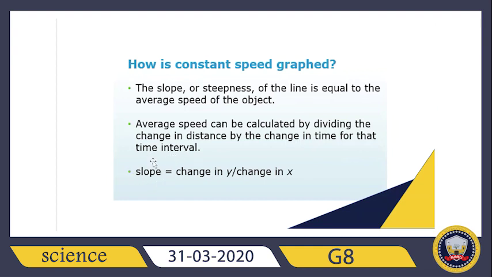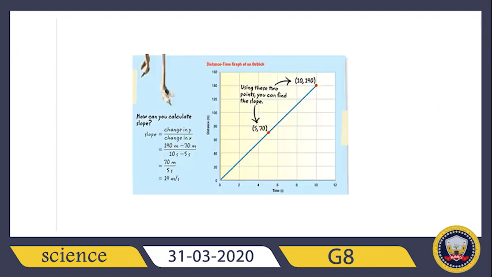So again, in another word, slope is equal to change in y over change in x, and we say that y represents what? The change in distance, while x represents what? The change in time. So guys, let us try to analyze this graph, the distance time graph we have here.